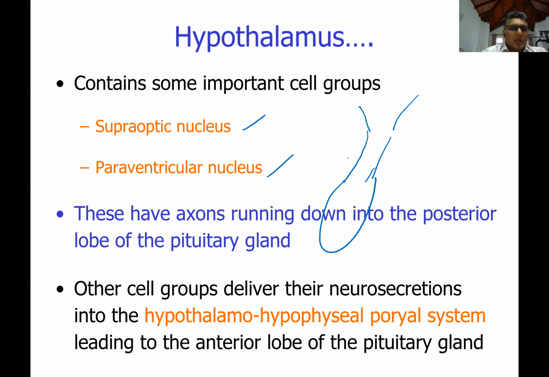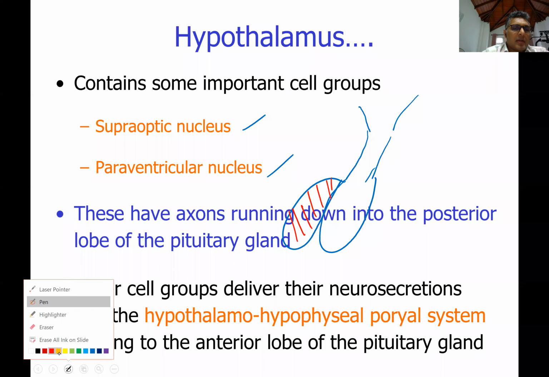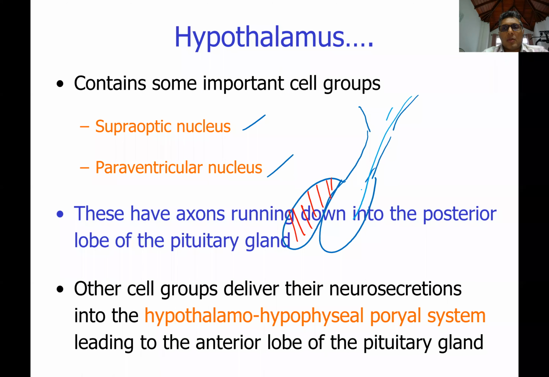you have the anterior pituitary gland, and the posterior pituitary gland. The direct connection between the pituitary gland and the hypothalamus is through the posterior pituitary, because the nerve fibers starting from the supraoptic and paraventricular nuclei actually come down into the posterior pituitary. That's why you call it neurohypophysis. When you learned the posterior pituitary, you must have learned it is the neurohypophysis.